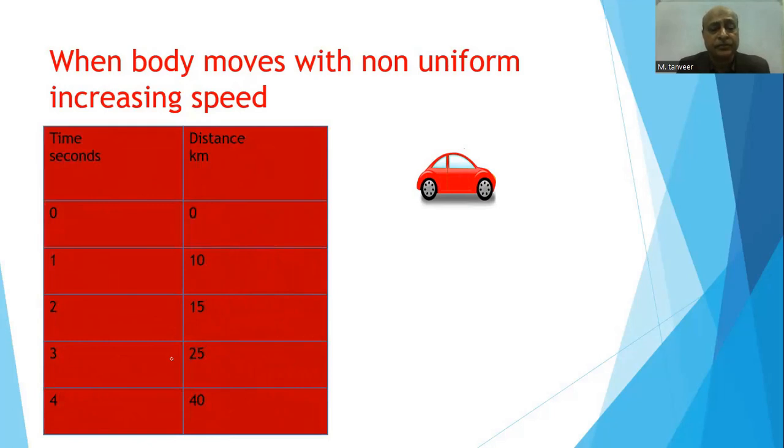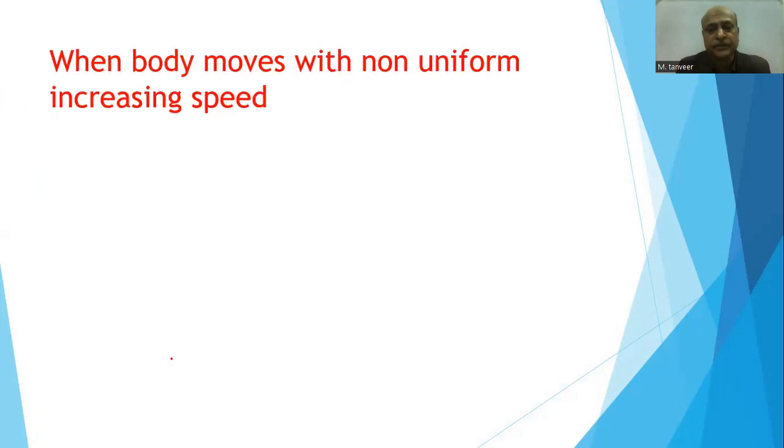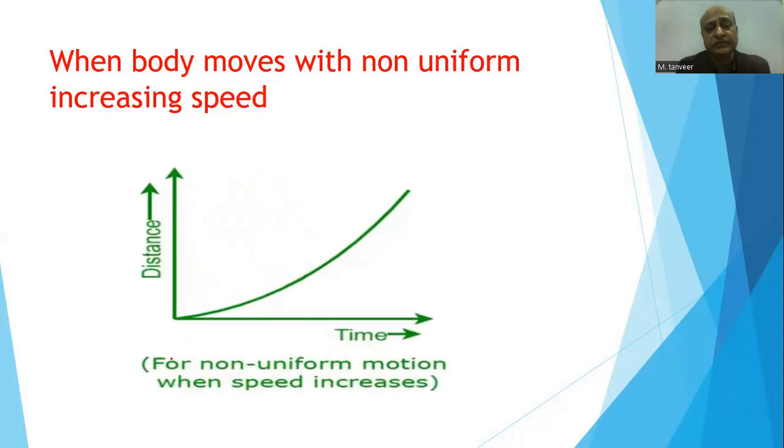This is the time 0, 1, 2, 3, 4. And distance traveled in 1 second, 10 meter. In 2 seconds, 15. In 3 seconds, 25. In 4 seconds, 40. Distance traveled is not uniform. That means speed is increasing and it is not uniform. When a body moves with non-uniform increasing speed, then the distance time graph will be in this shape. In curve shape, but it is moving in upward direction.